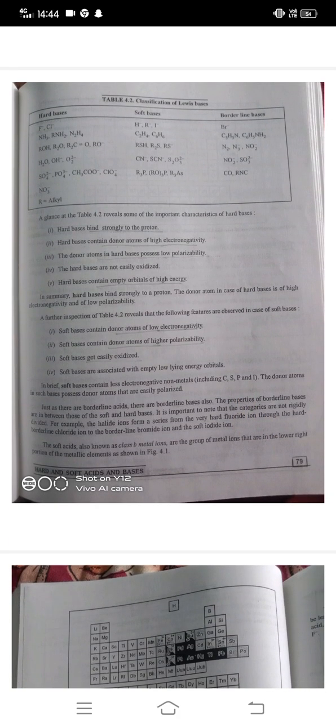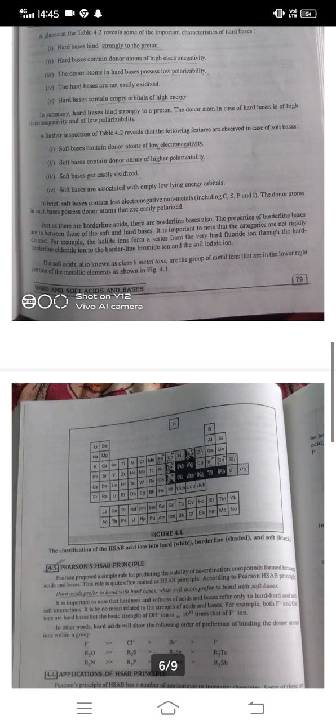Classification of bases. Hard bases bind strongly to the proton. Hard bases contain donor atoms of high electronegativity. The donor atoms in hard bases possess low polarizability. The hard bases are not easily oxidized. Hard bases contain empty orbitals of high energy. In summary, hard bases bind strongly to a proton. The donor atom in the case of hard bases is of high electronegativity and of low polarizability.